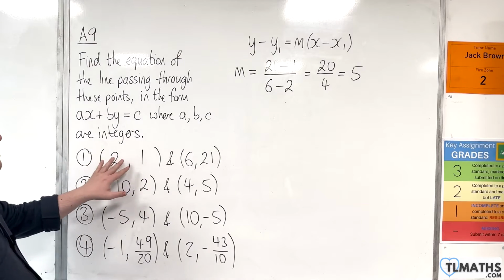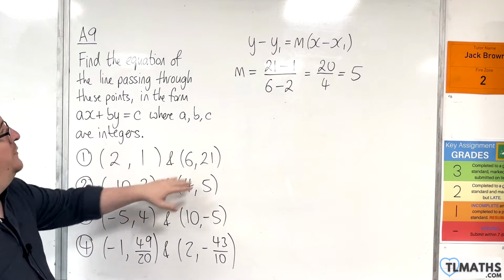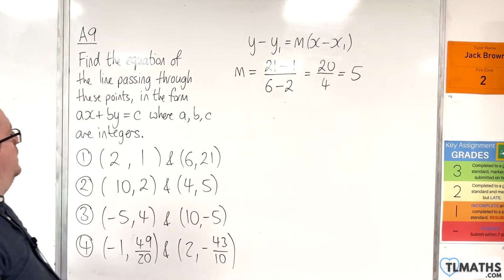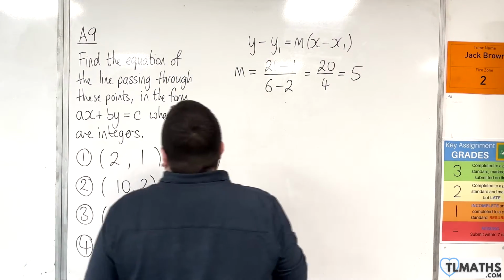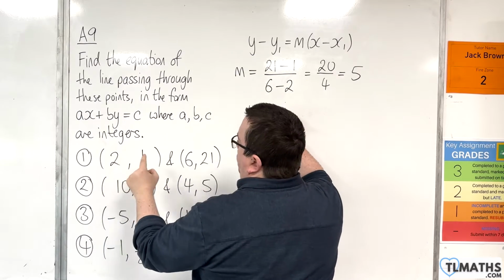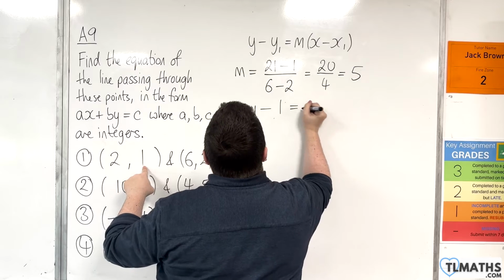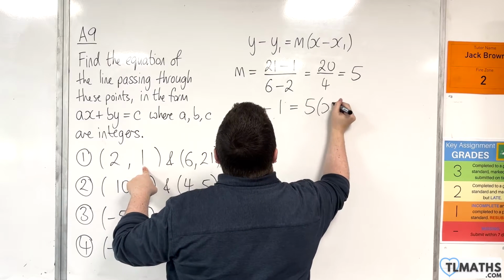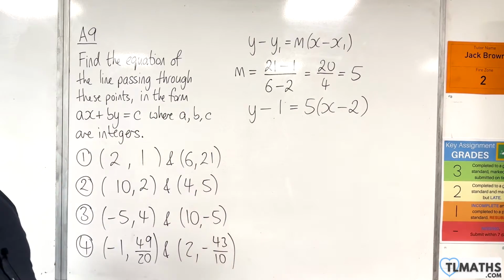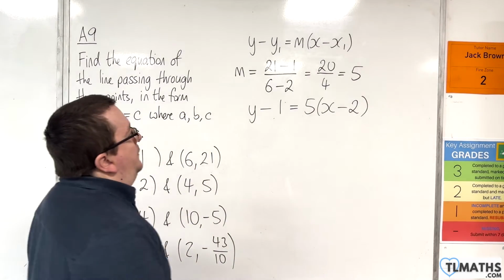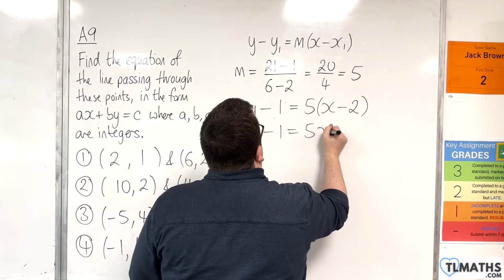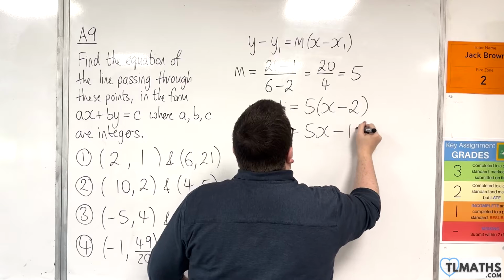And now I can just pick one of these pairs of coordinates to be the x1, y1 to plug into this formula here. So let's go with 2, 1. So y minus y1 is equal to m(x take away x1). So multiply out the bracket. 5 times minus 2 is minus 10.